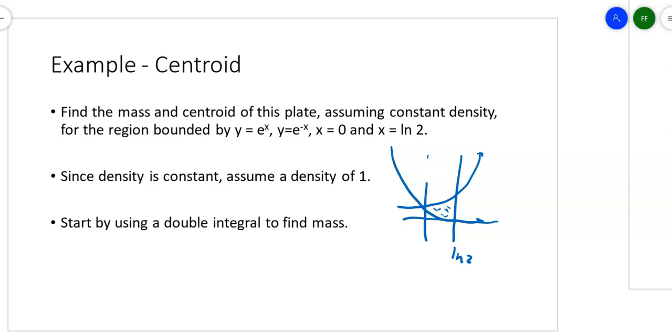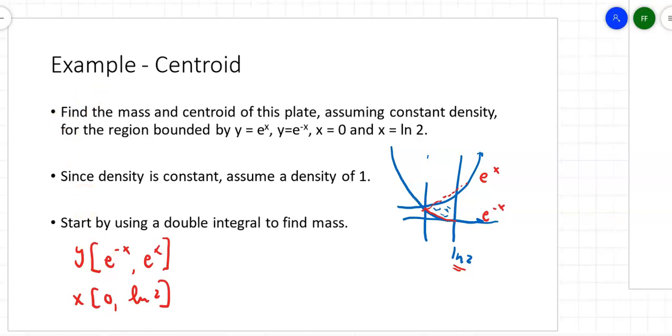Where do the y values go in that region? Well, the y values go from this bottom curve here, right? That bottom curve is e to the negative x, and it goes up to that top curve there, which is e to the x. So the y values go from e to the negative x to e to the x. Where do the x's go? Well, they go left to right. So they start at 0, and they end here at the natural log of 2.